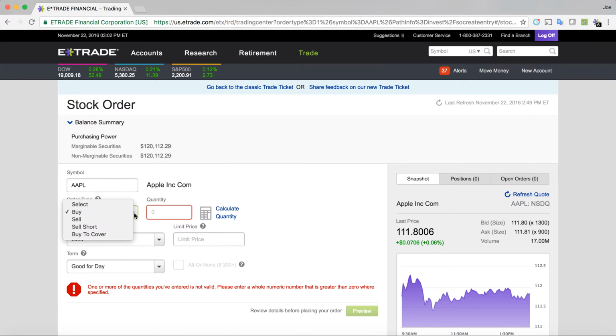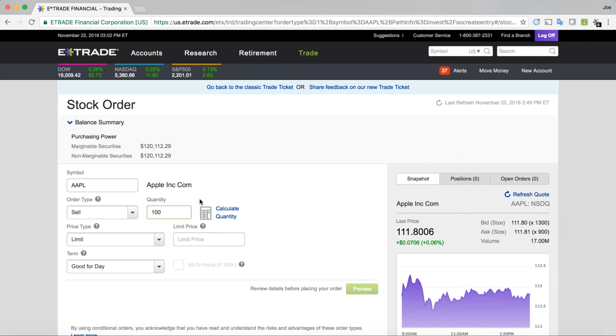There's also different things like sell short, buy to cover. These two specifically have to do with what's called shorting a stock. That's something we'll get into well in the future of this. But for now, let's focus specifically on how to sell. So we own 100 shares of Apple. We want to sell these shares.